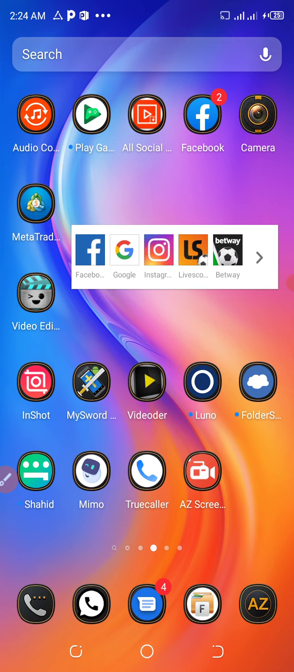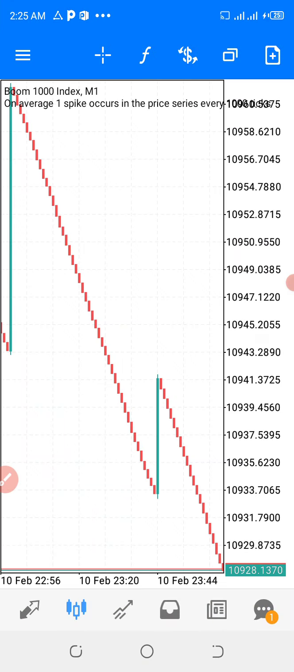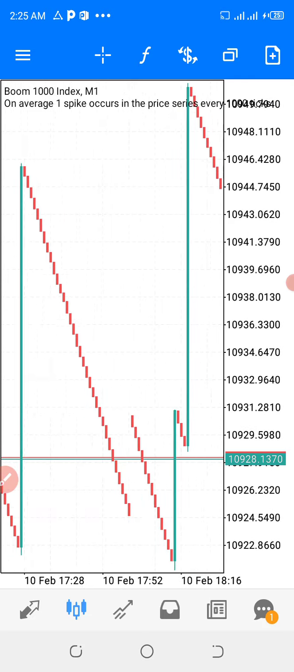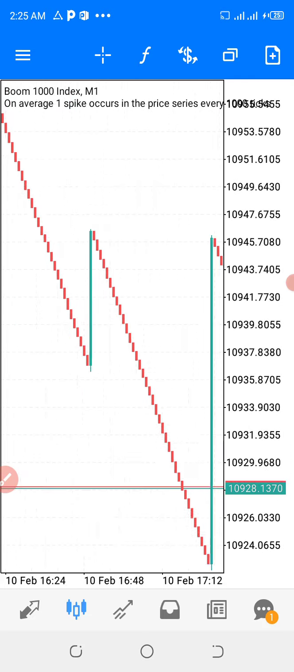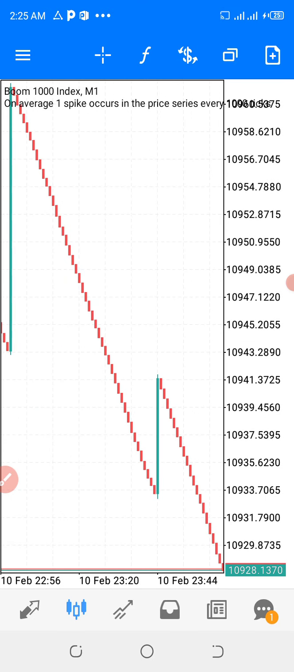Okay guys, so let's go to our chart. This is our chart. This is the Boom 1000 index. Since boom and crash rely so much on technical analysis, I'm going to share with you two powerful indicators that I use to scalp boom and crash.